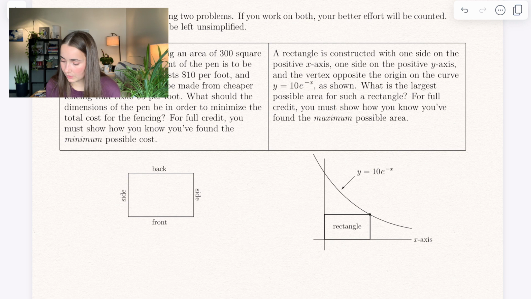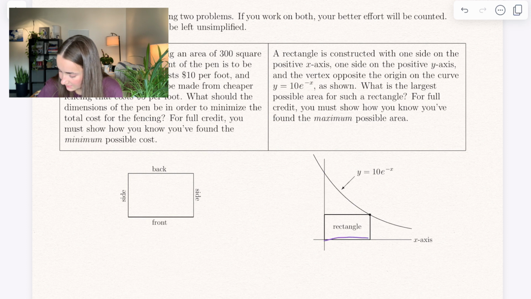Okay, so here we can say a rectangle is constructed with one side on the positive x-axis. So I know that this length right here is going to be x. And then one side on the positive y-axis and the vertex on the origin. So here the curve is equal to y equals 10e to the negative x. So I know my height is going to be 10e to the negative x. So what is the largest possible area for such a rectangle?